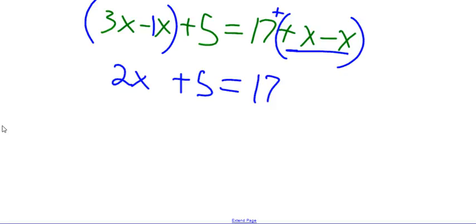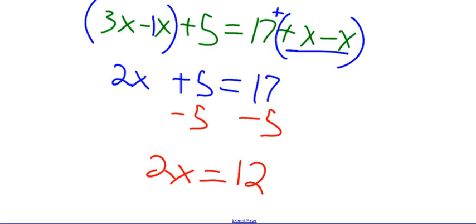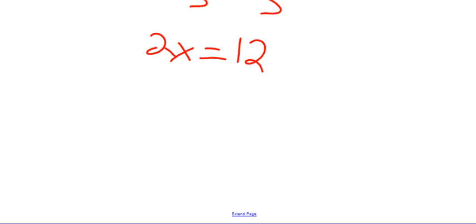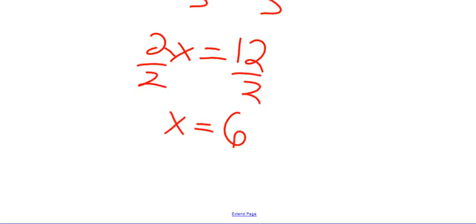I've solved it. From here, then, we can continue to simplify just by balancing things out. I'm going to subtract 5 from both sides. Now that puts me at 2x equals 12. And then finally, I can divide by 2, and get x equals 6 for a final answer.